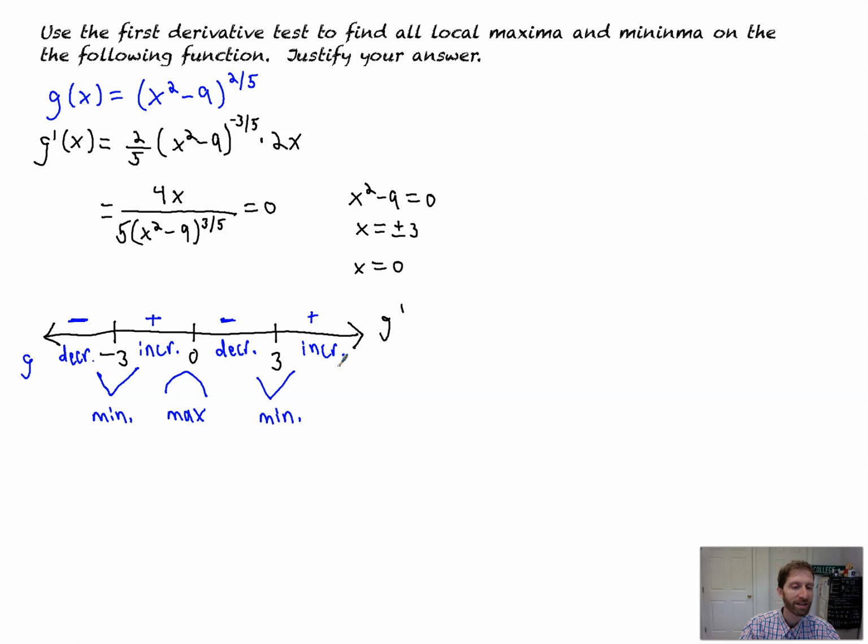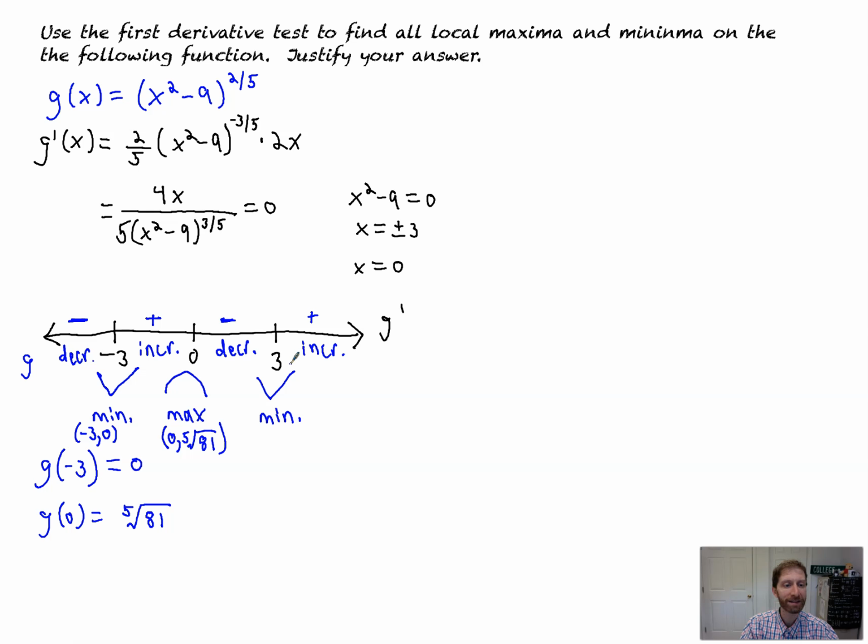Very cool. All right, so what do we have? Well, we've got a minimum here, a maximum there, and a minimum there. Let's find those values. So g of -3. It's going to be something funky. -3 squared is 9. Actually, that's not bad. Minus 9 is 0. So the 2/5 equals 0. So you've got a min at the point -3, 0. g of 0, let's see what that equals. Well, 0 squared minus 9 is -9. So that's going to be -9 to the 2/5, or the 5th root of 81. And so that's, yeah, a weird point.